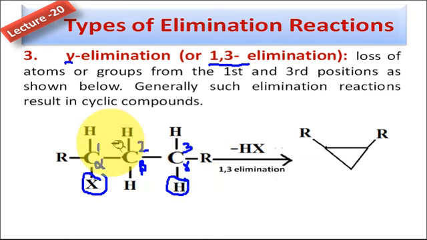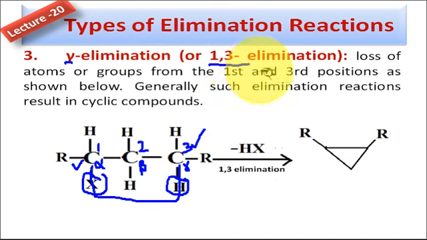Look at this structure here. If the eliminating groups are from the first and third carbon atoms, that means the valency after the elimination becomes free on the first carbon atom and the third carbon atom. So there should be bond formation between the first and the third carbon atom. So in the gamma elimination or the 1,3 elimination reaction, the formation of a tricyclic compound takes place. Why a tricyclic compound? Because the first and third carbon atoms are bonded together.